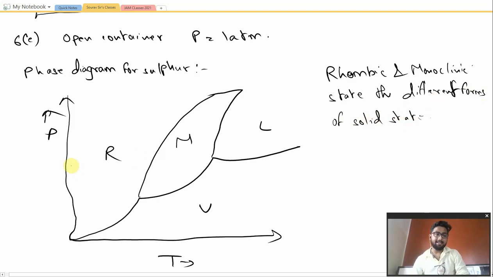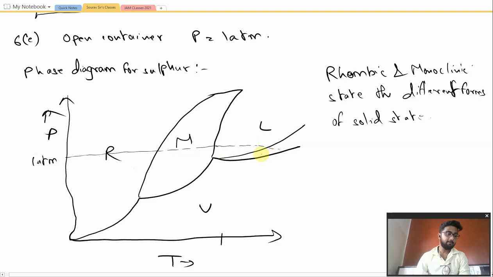Now what happens is at 1 atmosphere this solid would be going into liquid, and then after this the plot would be kind of like this. So when you add temperature, you will see that at 1 atmosphere the state changes from monoclinic to liquid state and then gaseous state. So on heating and keeping the pressure at 1 atmosphere, the state of sulfur changes from monoclinic to liquid state, and therefore it melts.